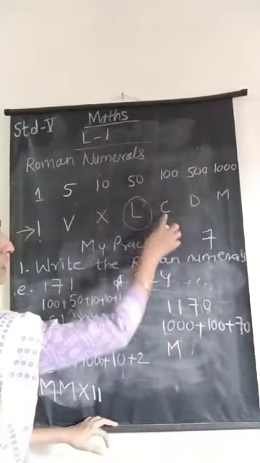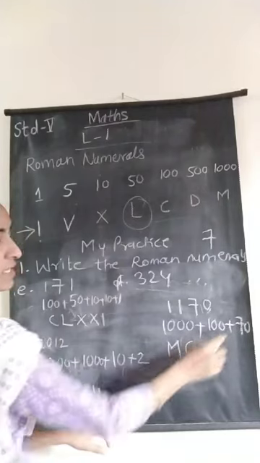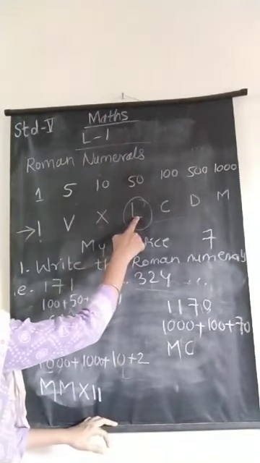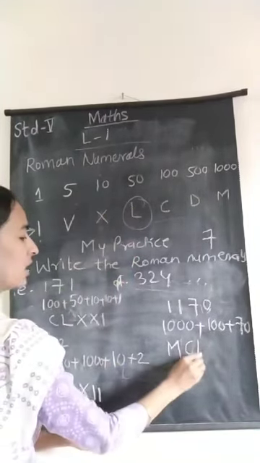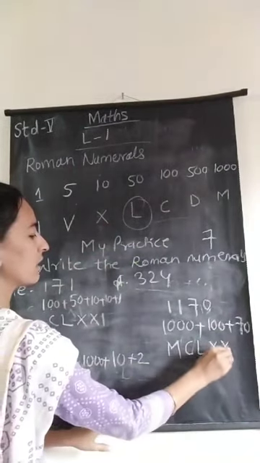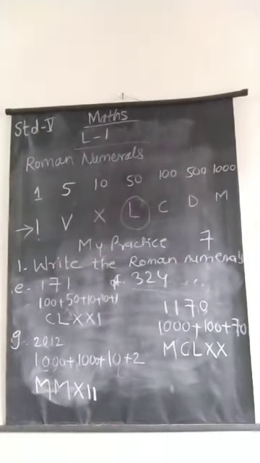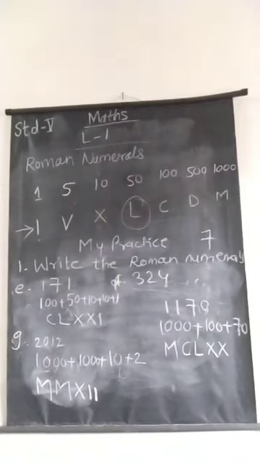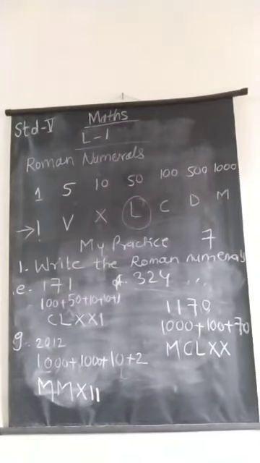100 is written as C. And 70 is written as 50 plus 10 plus 10. So L, X, X. Okay students, understand how to write this? M, C, L, X, X. Okay students. Now one example is for you.